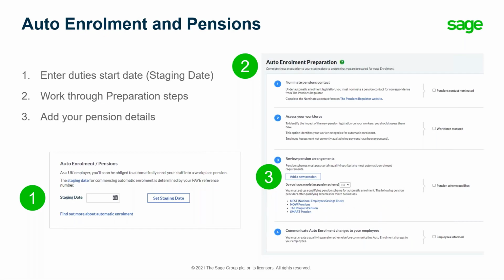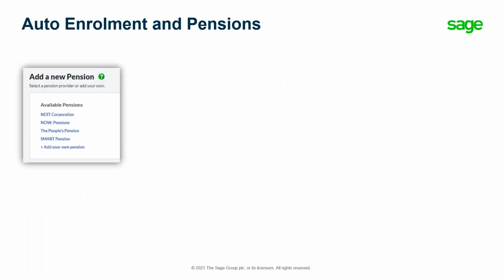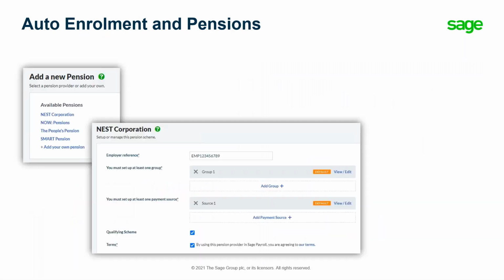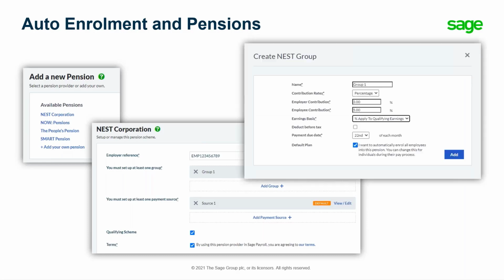So you've just seen the 3 steps that I worked through there in setting up the pension. We chose our provider, entered references, and in our case it was groups and sources, which are the settings used to calculate the contributions, and that was the setup that I used. But you should always clarify this with your pension provider if you're at all unsure.